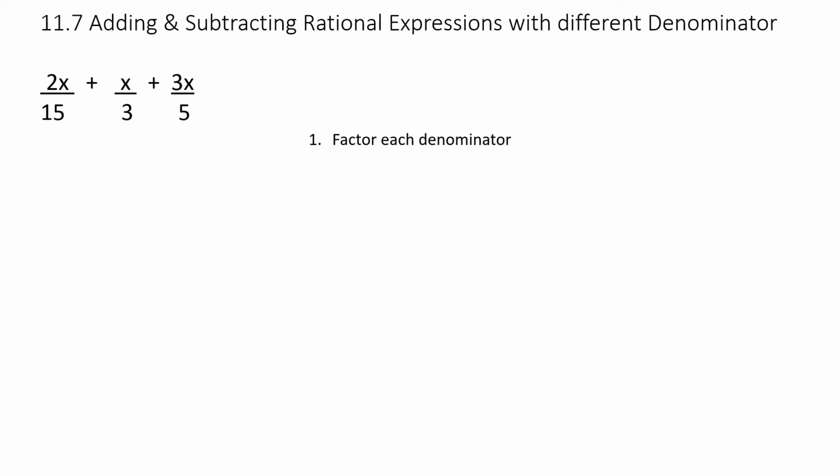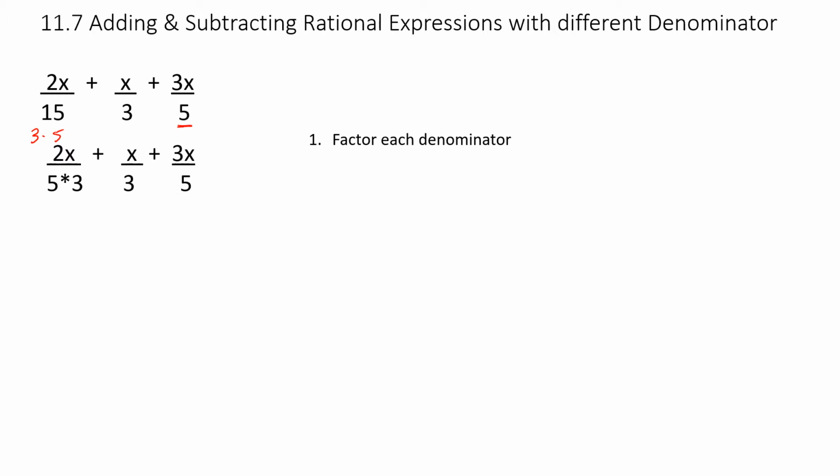So the first thing you're going to need to do is factor each denominator. And as you can see, that 5 here in this last one is a prime number, so it can't be factored. 3 is prime, it can't be factored, but 15 isn't. 15 can be factored into 3 times 5. All right, so we want to factor those denominators, which is what I've done down here below.